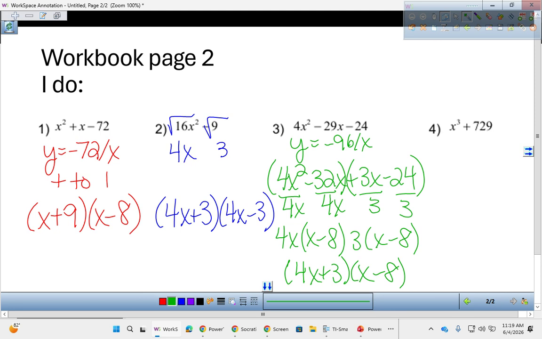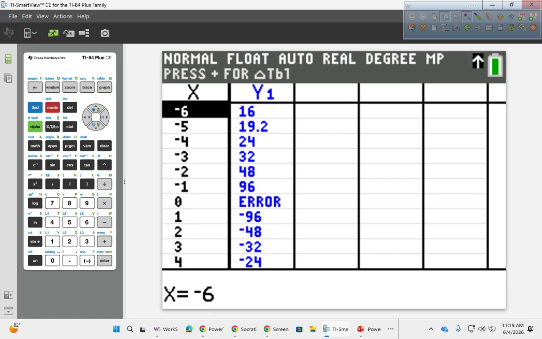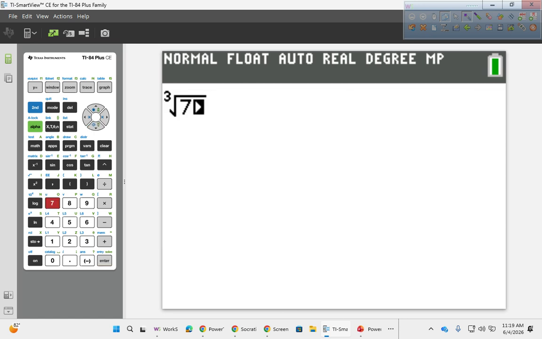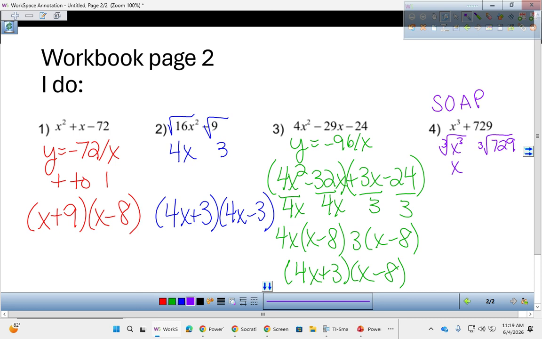Okay, going? All right, and the last one, everyone's favorite, is SOAP. Same, opposite, always positive. Instead of taking the square root, we're going to take the cubed root of these things. The cubed root of x cubed is just x. Now to get the cubed root of 729 on your calculator, you can hit math and there's a cubed button down at number 4. So the cubed root of 729 is just 9.